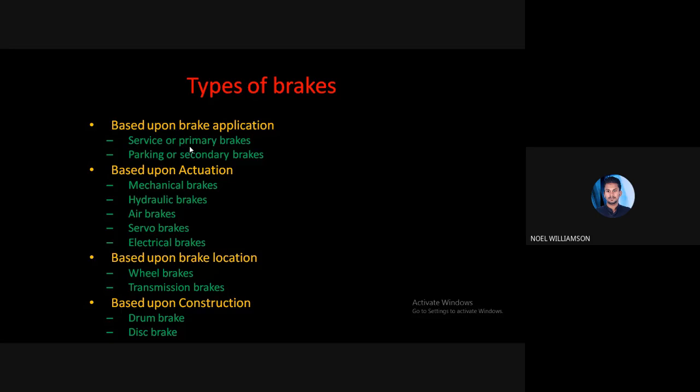Next type of classification is based on the brake location, where the brake is located. Depending on the location of the braking system, we can classify as wheel brakes and transmission brakes. Next, based on the construction features or the components, we can see two types, that is drum brake and disc brake. This is the classification which all of you may be familiar with.